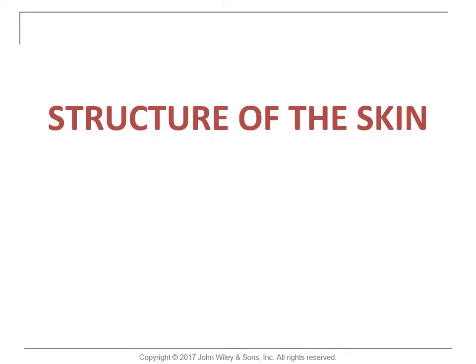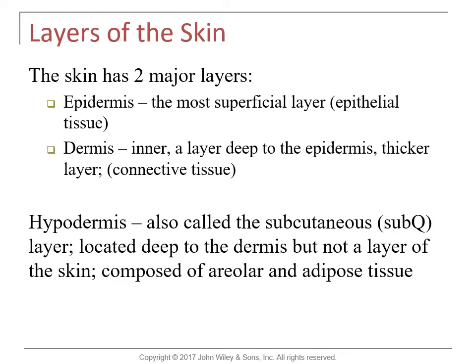So first, we're going to talk about the structure of the skin. The layers of the skin. The skin has two major layers, the epidermis and the dermis. So the superficial, thinner portion, which is composed of the epithelial tissue, is going to be the epidermis. Epi means above. So the deeper, thicker connective tissue portion, we call it the dermis.